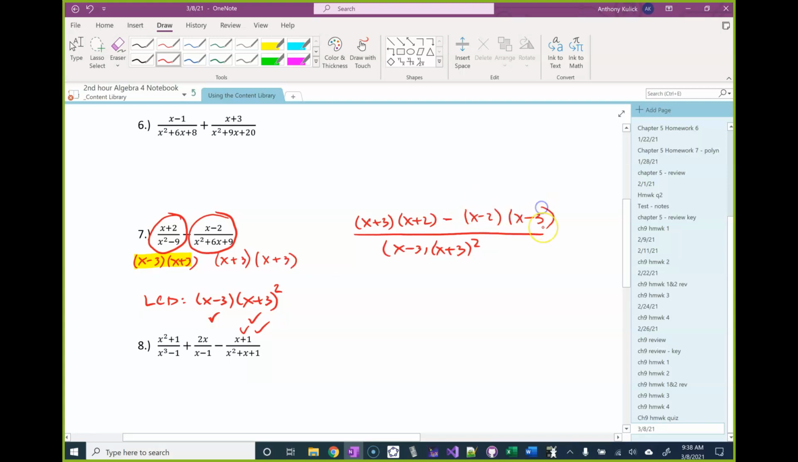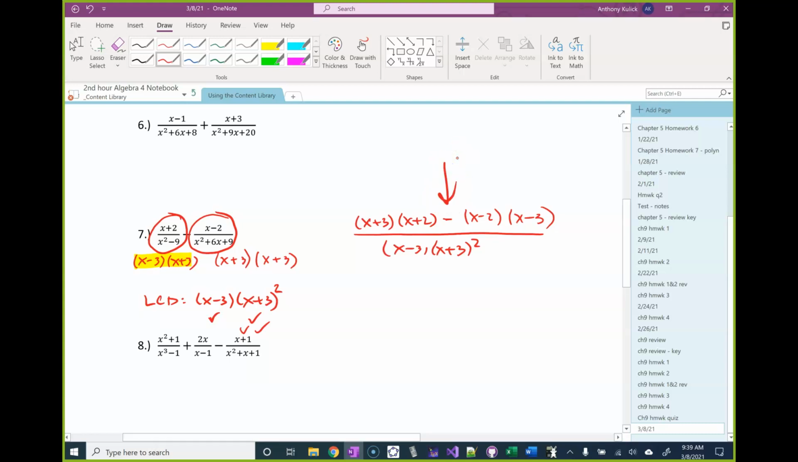Now, can I reduce at this step? No. Why not? Because I have addition or subtraction going outside of parentheses, right? See the subtraction symbol outside of the parentheses there? No bueno on reducing. So what should I do? I should FOIL pieces, correct.